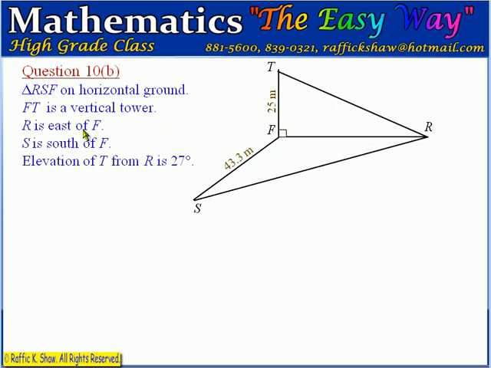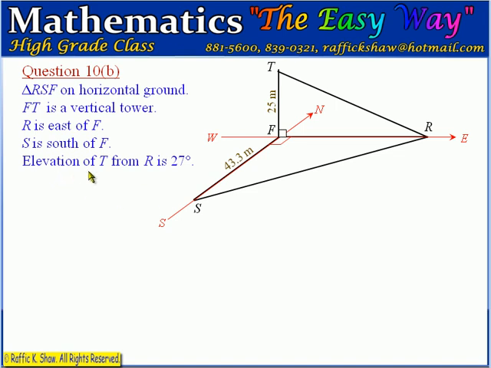We're also told that R is east of F. And if R is east of F, it means that the points R and F are on a cardinal line that runs from west to east. So this is our east-west line, west to east. And we're also told that S is south of F, and so S and F are on a cardinal line that runs from north to south. And so this is our cardinal line that runs from north to south. And remember now that the angle between an east-west line and a north-south line is 90 degrees, and therefore the angle right here is 90 degrees, and so this triangle on the ground also is a right angle triangle.